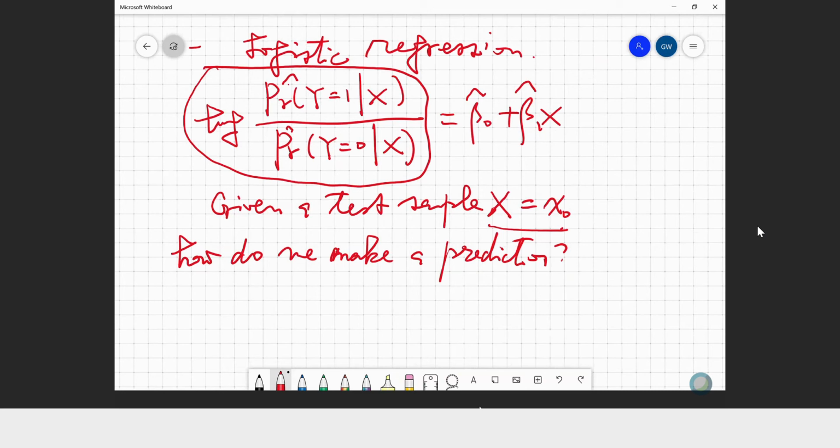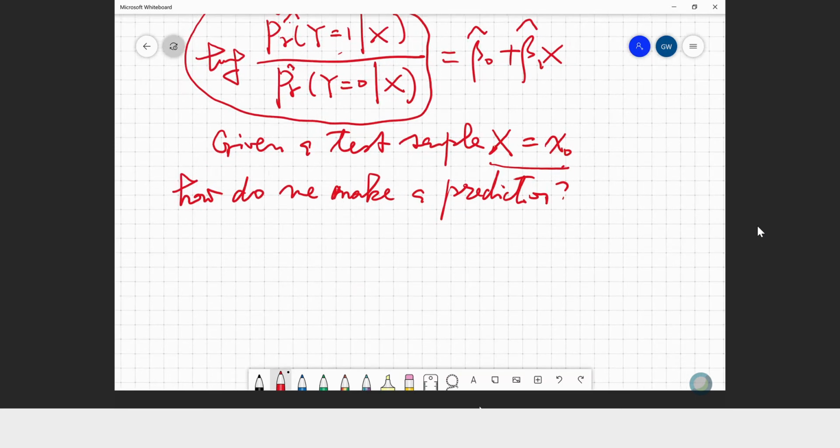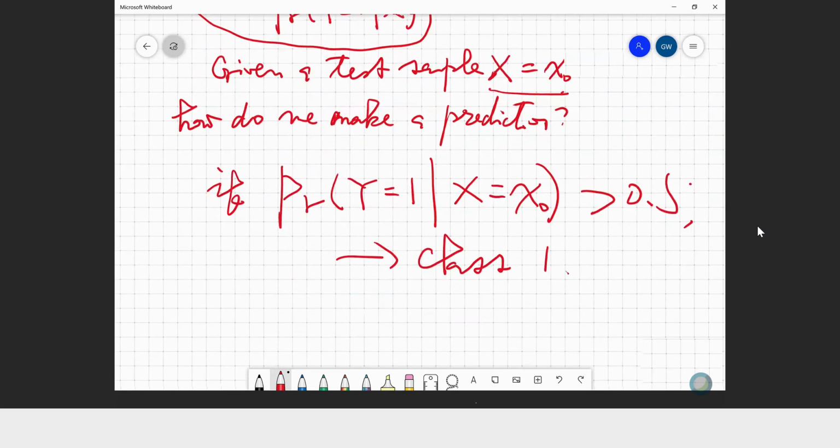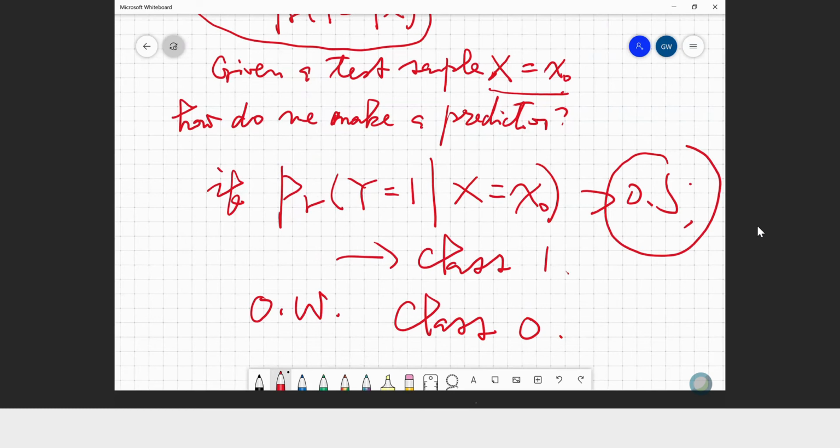So what does that mean? That just means if the probability y equal to 1 given x equal to x0 is greater than 0.5, we say this one is from class 1. Otherwise, we say class 0. So you can say here the threshold is 0.5.